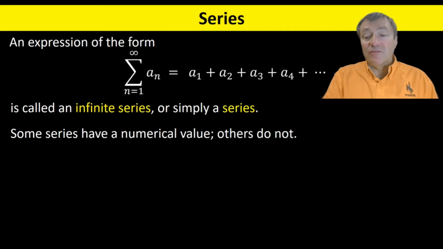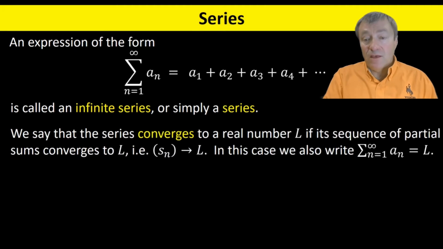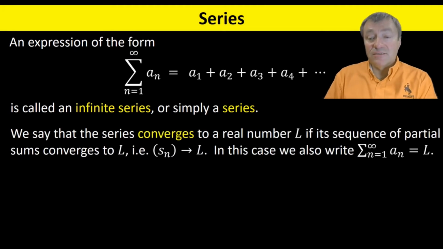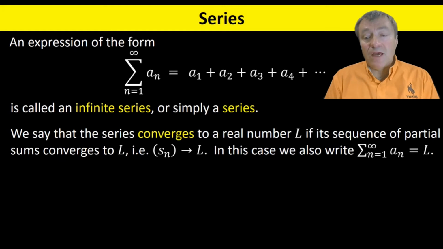Some series have a numerical value and others do not. The first question in analysis is, given a series, a numerical series with numbers as terms, whether or not the series converges. And if so, what is the limit? That would be the second question. What's the limit?